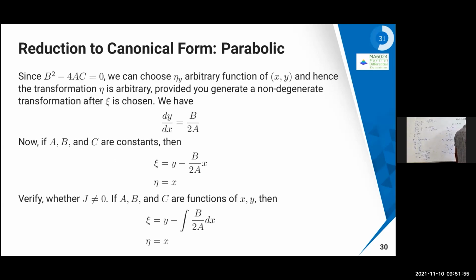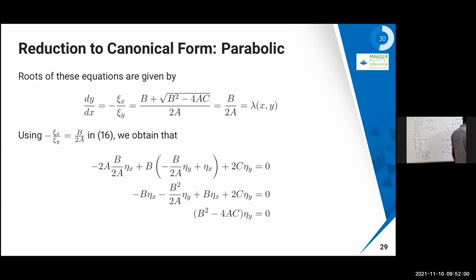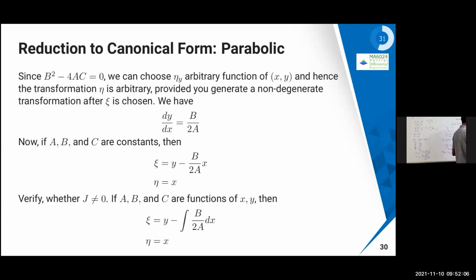So we can choose eta y as any arbitrary function of x comma y, because here b square minus 4ac is 0. Therefore, whatever eta y you want, you can choose. In particular, I am just going to choose eta y as any arbitrary function. So the transformation can be arbitrary. Whatever function you want, you can choose it.